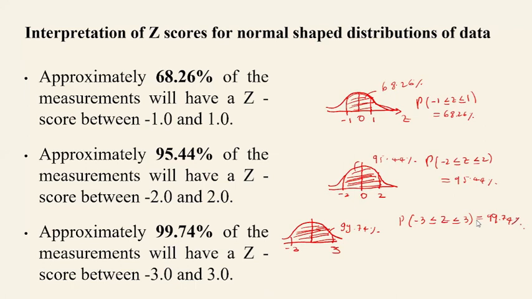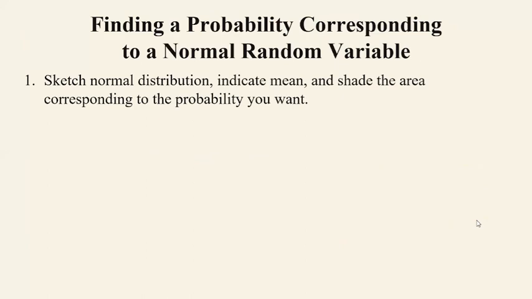Right? So this is the interpretation of the Z-scores for the normal shape distribution of data. If it's a normal distribution, the data will be distributed in such a manner. Now we are ready to find a probability corresponding to a normal random variable. If the random variable has a normal distribution, then we will look at how we can calculate the probabilities.